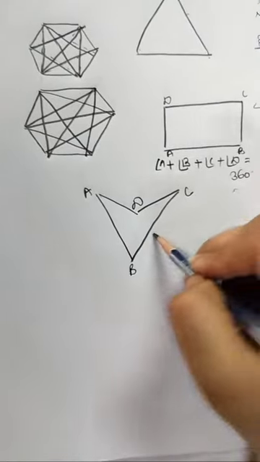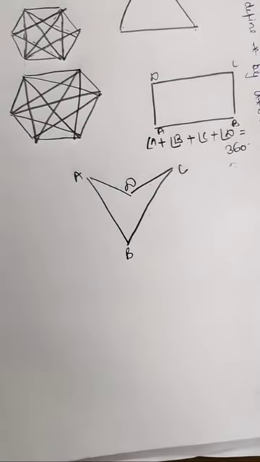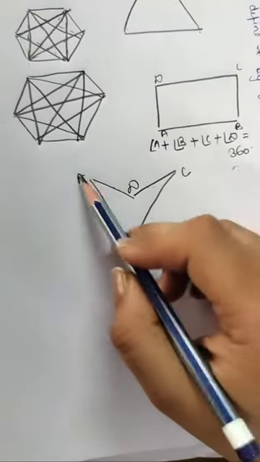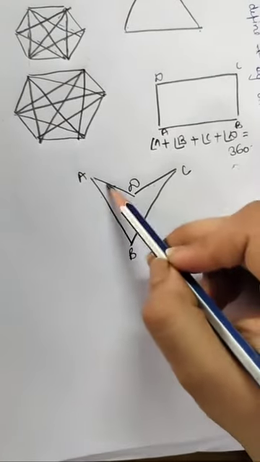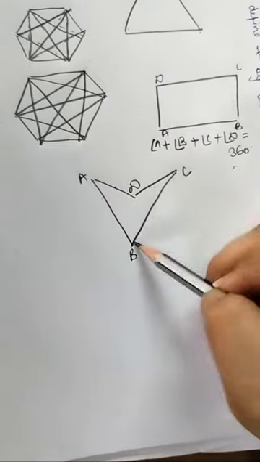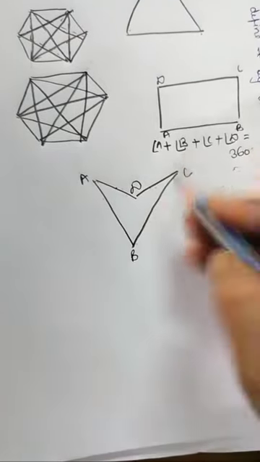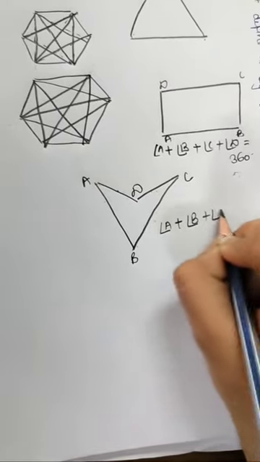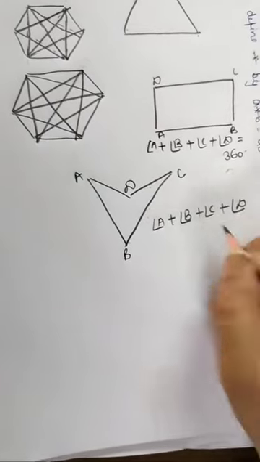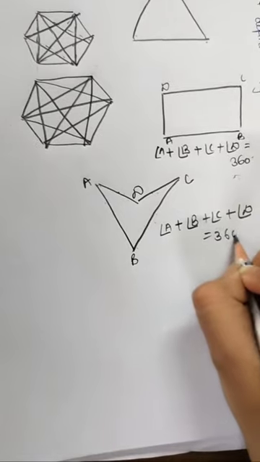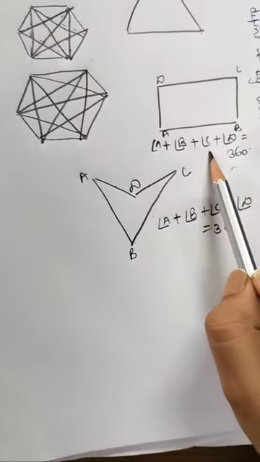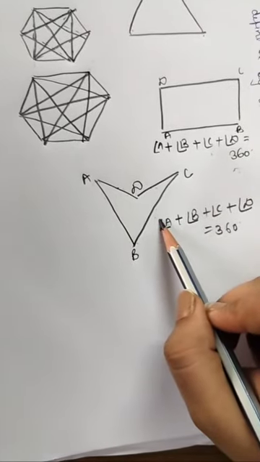1, 2, 3, 4. It has 4 sides. So this is a quadrilateral. It has 4 vertices and 4 sides: A, B, C, D. So when we add angle A, angle B, angle C and angle D, this will also be equal to 360 degrees. That means the angle sum property holds for both concave and convex quadrilaterals.